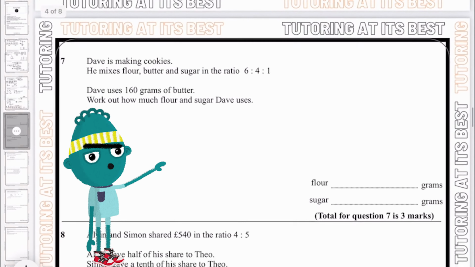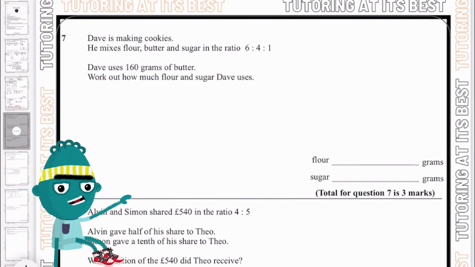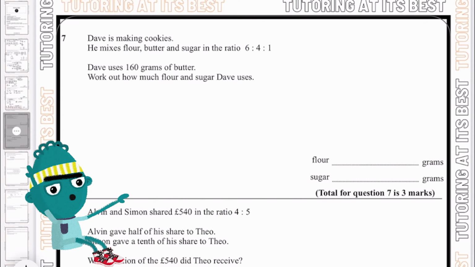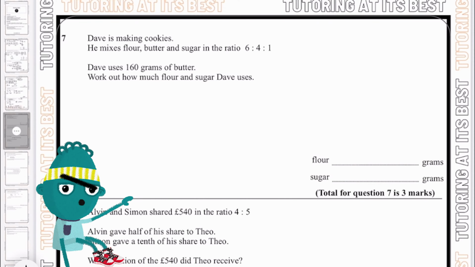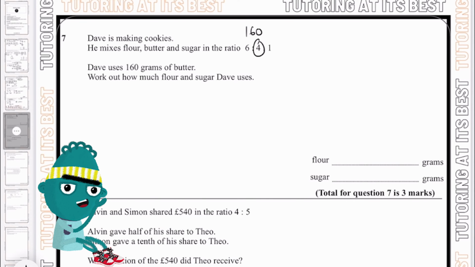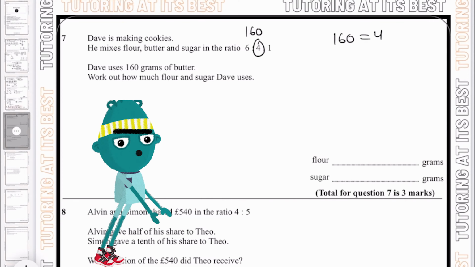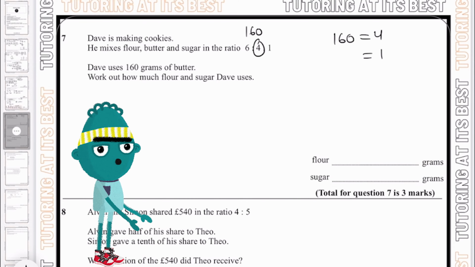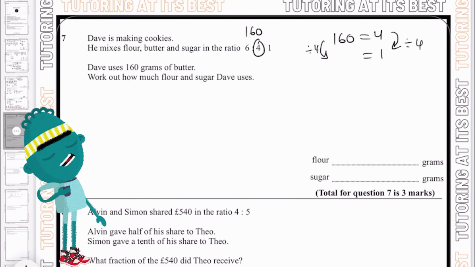Okay, question number 7. Dave is making cookies, and he mixes flour, butter, and sugar in the ratio of 6-4-1. And he uses 160 grams of butter. Well, the first thing we know is that 4 is your butter, so that's 160 grams. So if 160 equals 4, what must 1 equal? So again, we are going to divide both sides by 4, because that will give us 1.